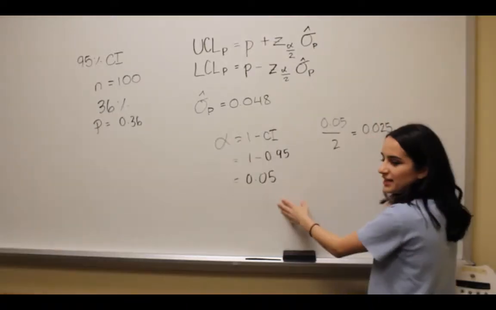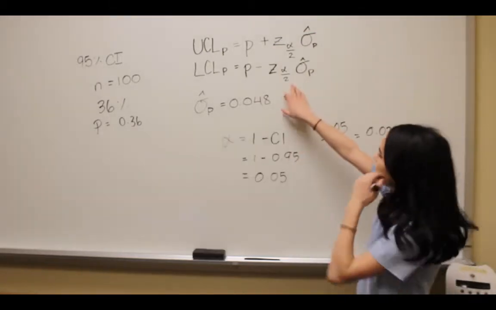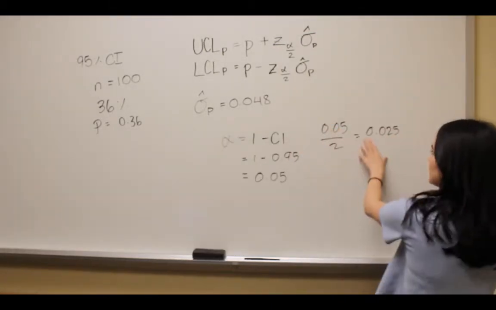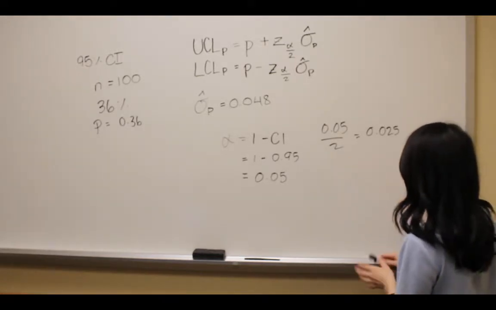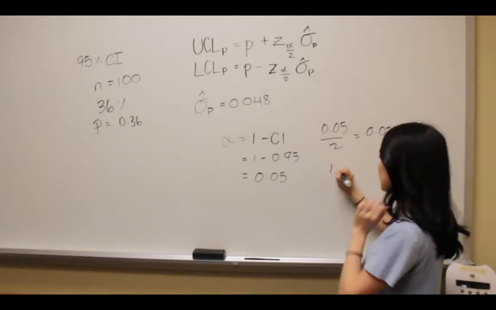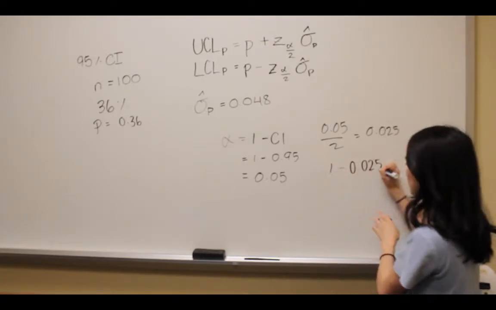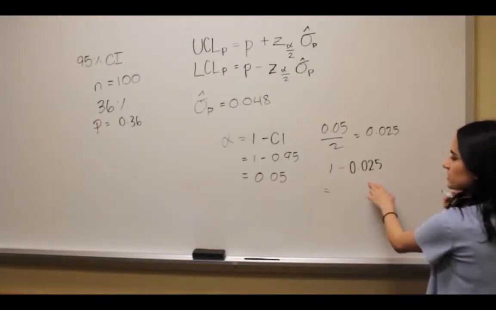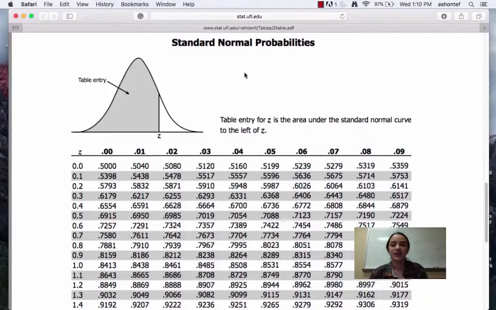0.025. Take out your Z table and you pull up 0.025. So we solve for alpha over 2 to get 0.025. And so what we're going to do now to use the Z table, we're going to subtract this from 1 again. So 1 minus 0.025 gives us 0.975.